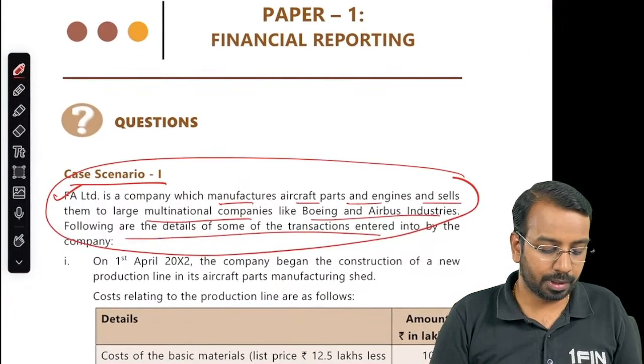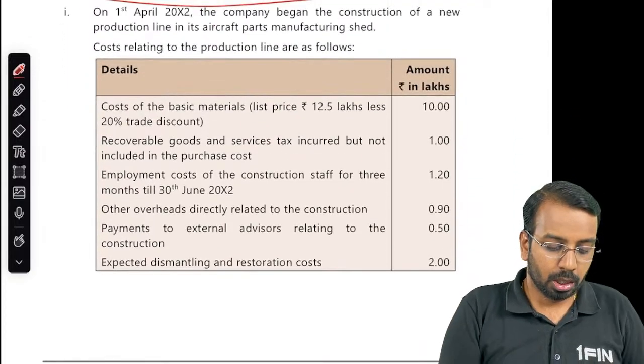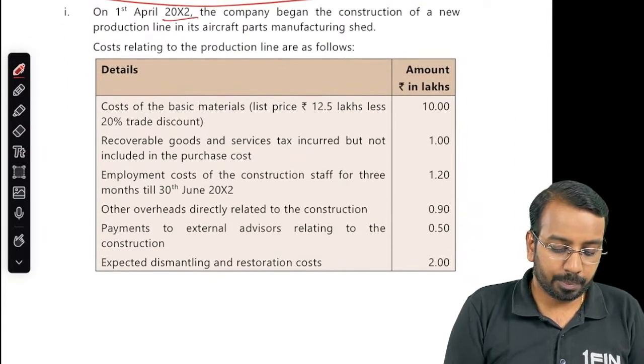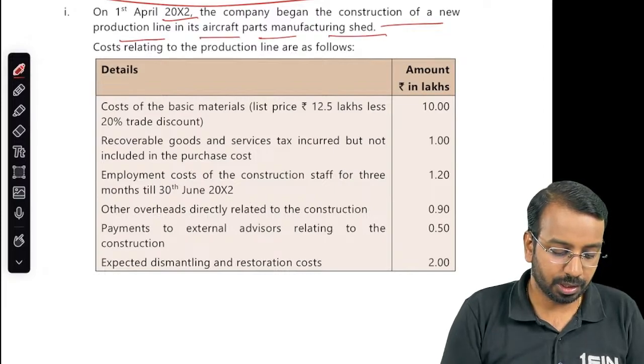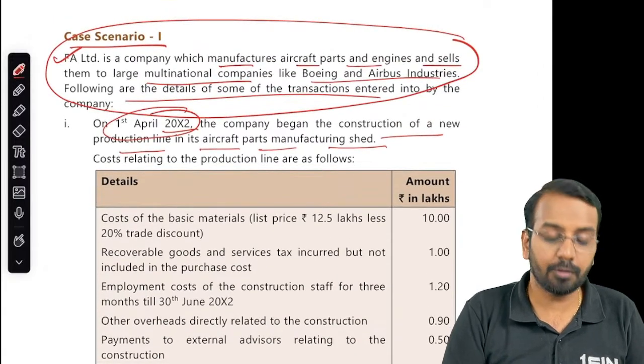So coming back to our discussion. On 1st of April of year 2, the company began the construction of a new production line in its aircraft parts manufacturing shed. When did they start? 1st of April of year 2.